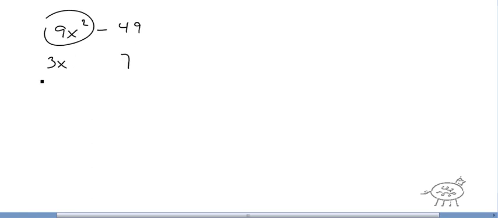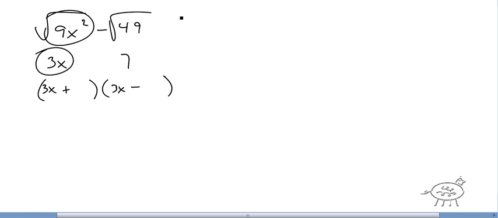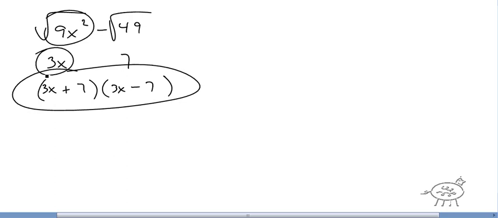So that's perfect. And then what you're going to do is in your parentheses, you're going to write plus minus. And I actually did this already. That's 3x and 3x. And I did the square root of 49. That was 7 and 7. And that's your answer: 3x plus 7, 3x minus 7. Okay? It's really not that difficult, but you have to recognize all three parts. Two terms, opposite signs, and both terms are perfect squares.